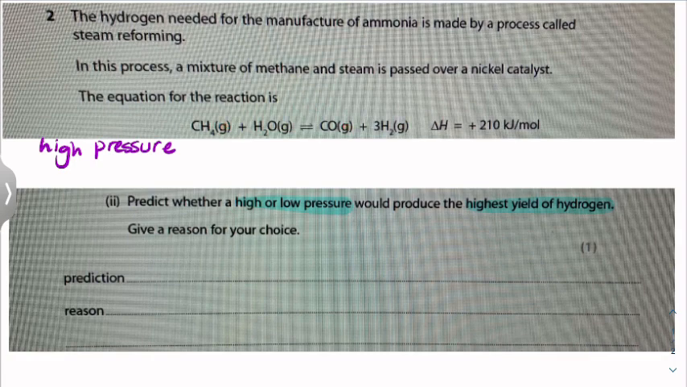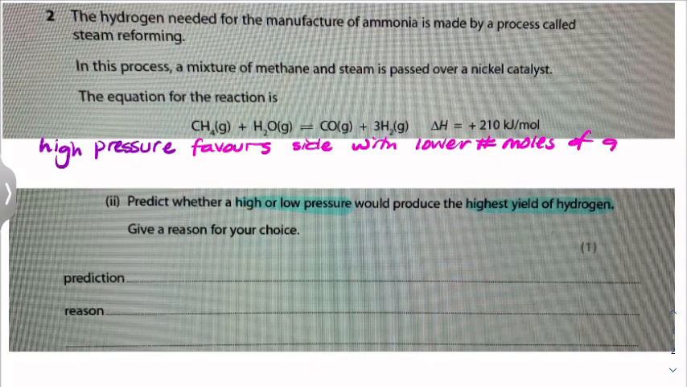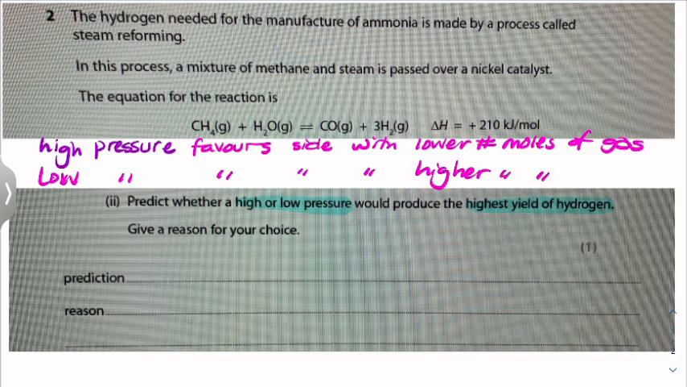So high pressure favors the side with lower number of moles of gas. And low pressure does the opposite. It favors the side with the higher number of moles of gas.